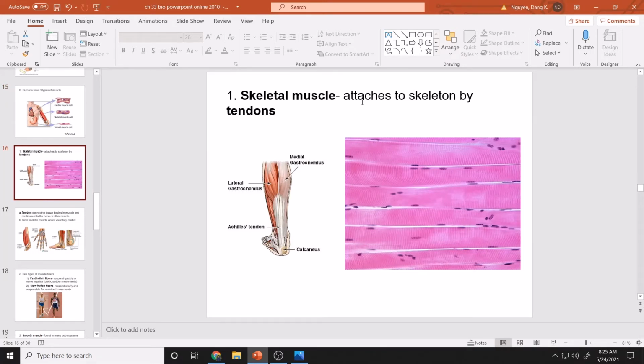So this attaches to the skeleton by tendons. So you can see here the Achilles tendon is the tendon that attaches your calf muscle to your heel. So this allows you to jump, make cuts, sprint, and push off. So it's a very powerful tendon.